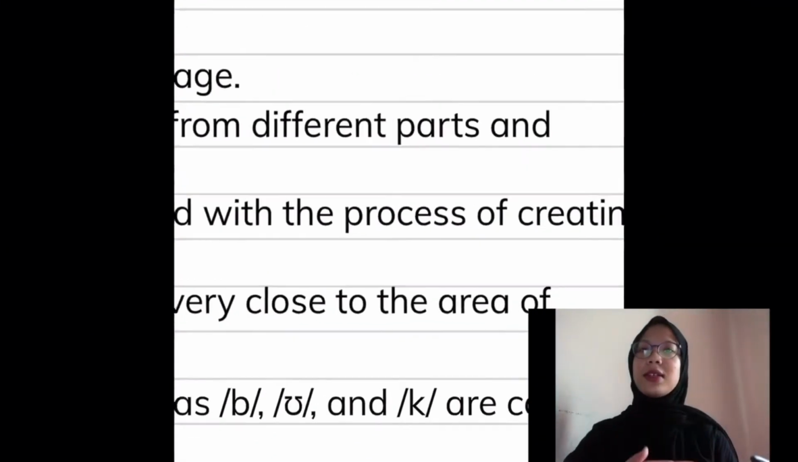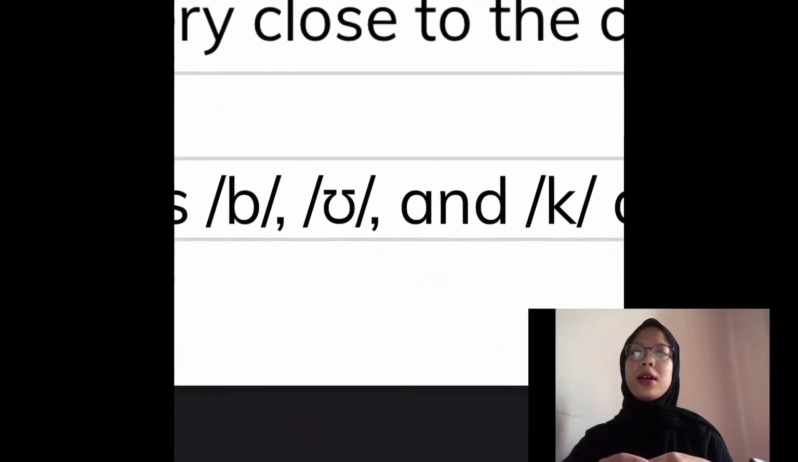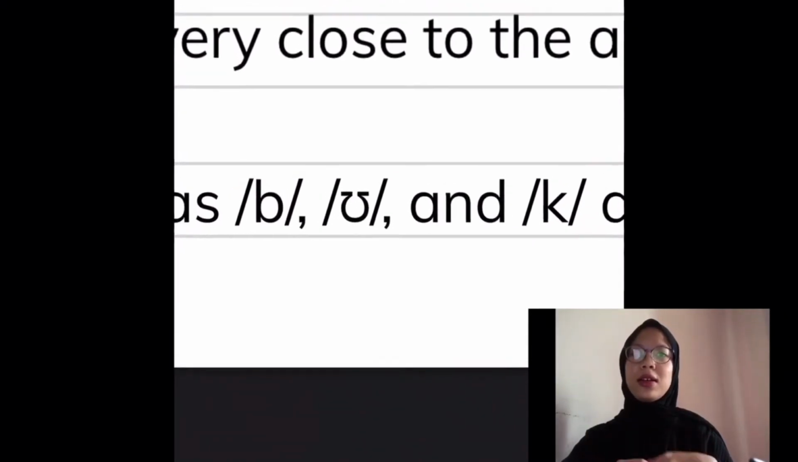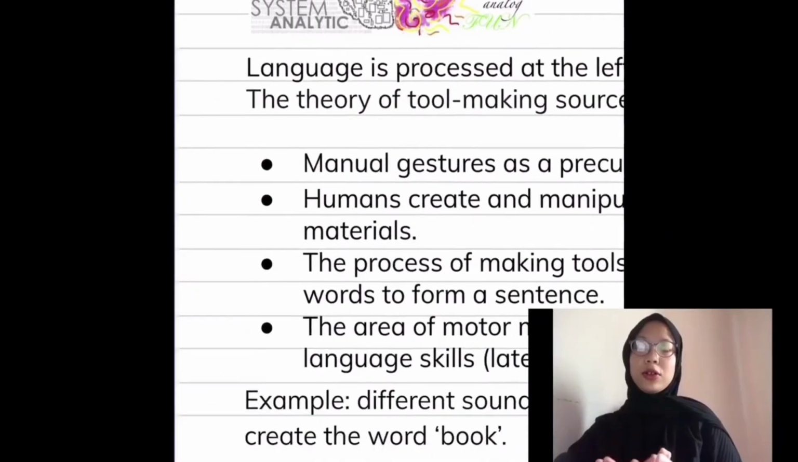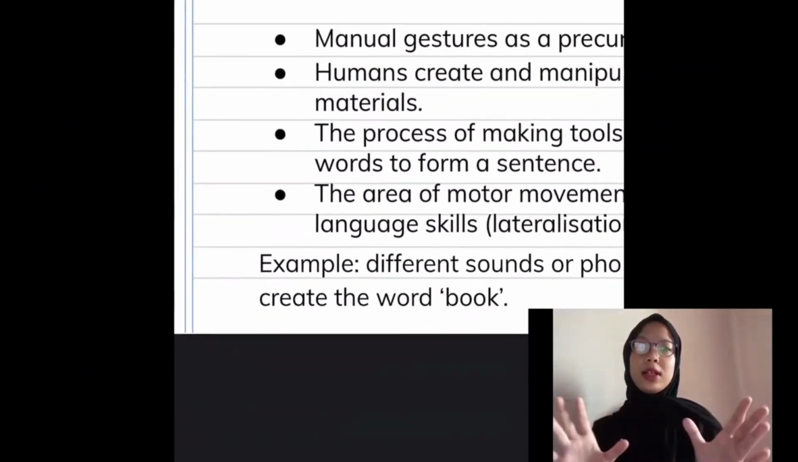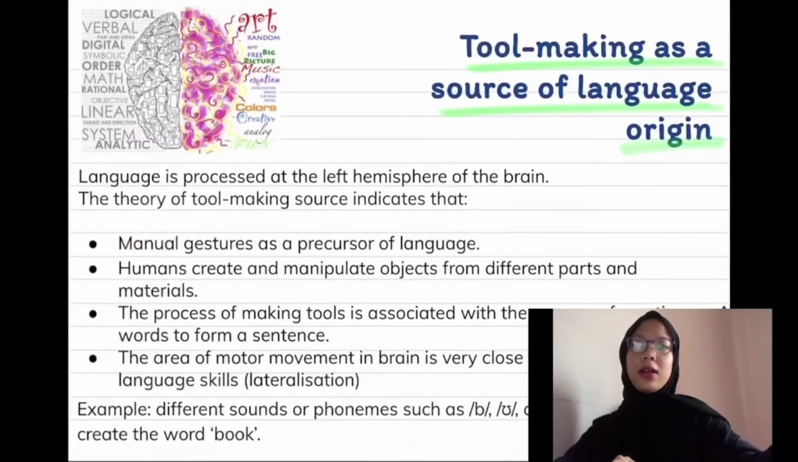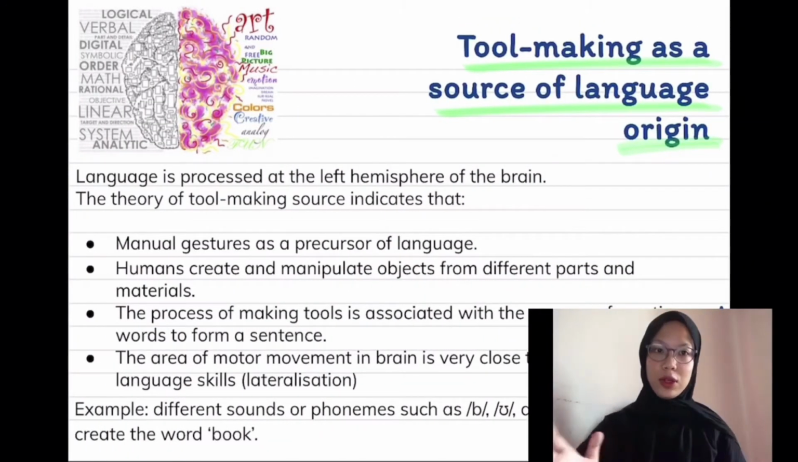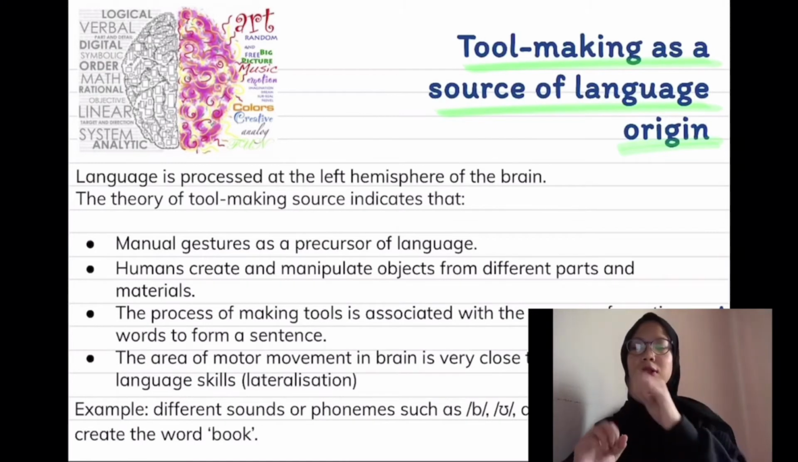For example, in this slide, we can see different sounds of names, such as the b, u, and k are combined to create the word book. To conclude, it is believed that the tool making process during ancient times might lead to the process of creating language to communicate with each other, because humans use both hands to create tools, and using the brain to manipulate the objects, to repair the object, to sharpen the stones, the knife or axe. So I hope you can understand all about the tool making as a source of language.